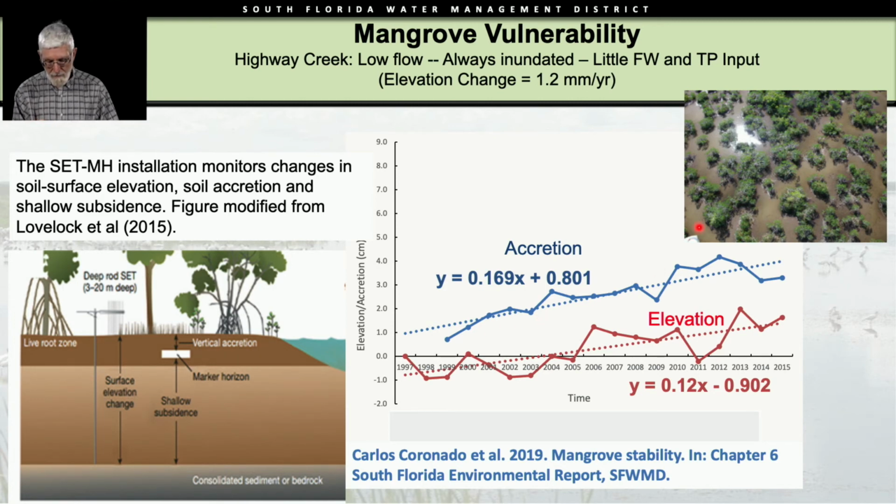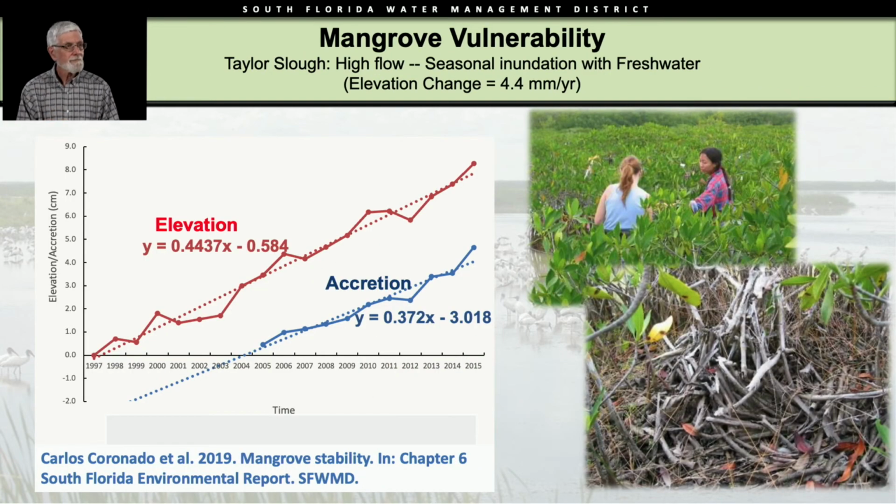Now that's very different than a system where, if you look at Taylor Slough, where we have high flow, we have seasonal inundation with fresh water, we have an elevation change of 4.4 millimeters, and looking at these pictures, the mangroves are a lot denser. There's not as much open water. There's also a lot of deposition of dead material, and this graph here is showing that the accretion is not as great as elevation, and this difference you see here is due to below ground root production.